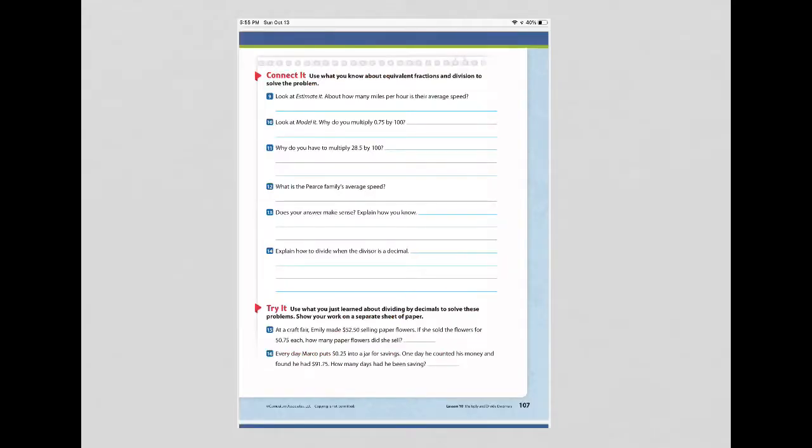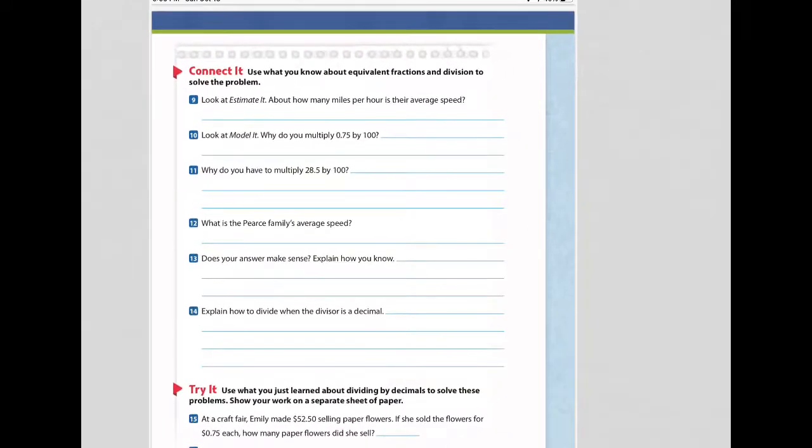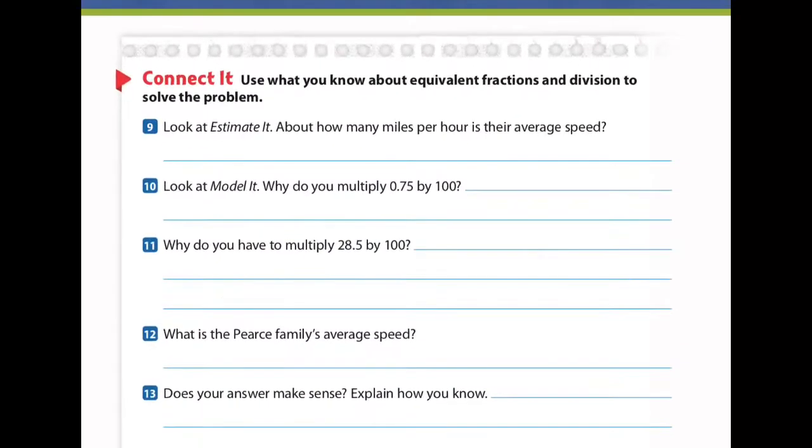But we're moving to the next page. So here is what you're going to start to do. We're going to break these questions down a little bit at a time. So your first job is going to be to answer 9, 10, and 11 using the problems on the page to the left. Pause the video while you're doing 9, 10, 11. Restart the video when you're done. Go ahead.